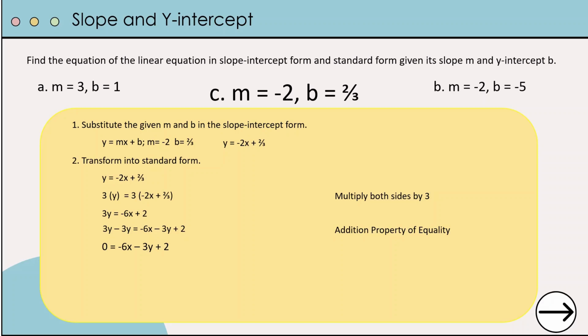Now let's put the constant on the other side of the equation. To do that, let's add negative 2 on both sides of the equation. We have 0 minus 2 equals negative 6x minus 3y plus 2 minus 2. We simplify, this becomes negative 2 equals negative 6x minus 3y, or 6x plus 3y equals 2.